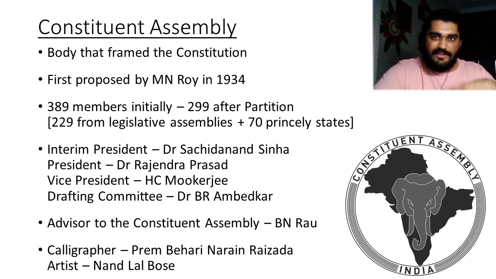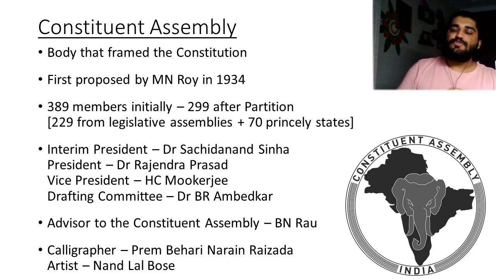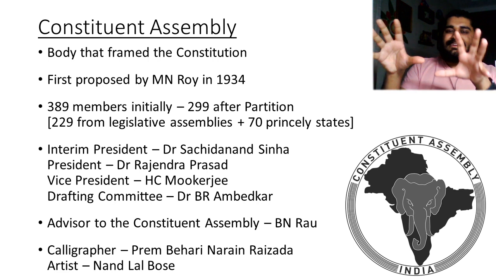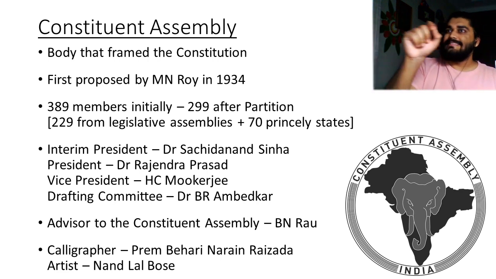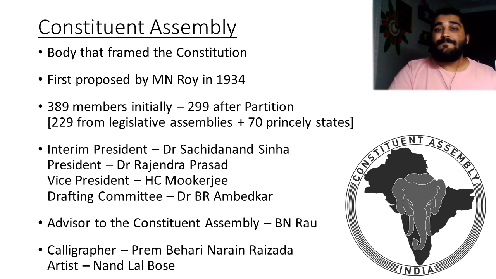Some throwaway questions that you might also like to remember would be that the calligraphy for all of the text of the Constitution was done by Prem Bihari Narayan Raizada, and the artist who made the beautiful ornate designs on the frame and margins of the Constitution was Mr. Nandalal Bose, who is a very famous Indian artist. So these people all contributed towards the Constitution, and these people were part of the 299 total members of the Constituent Assembly who gave shape to the Constitution.